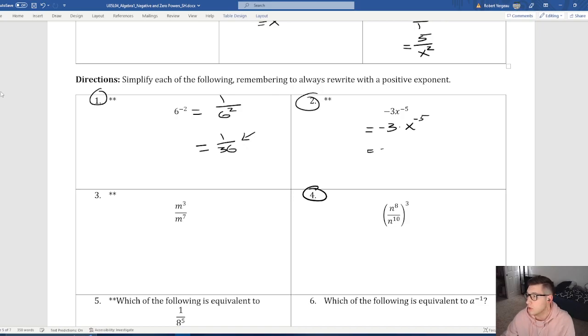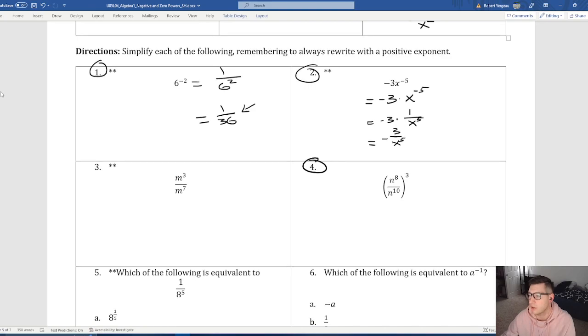And so this is going to be negative 3 times 1 over x to the positive 5th. Again, positive base, positive exponent when we apply this rule. And so now, cleaning this up, negative 3 over x to the 5th. Notice that this negative happens because this 3 starts as a negative.